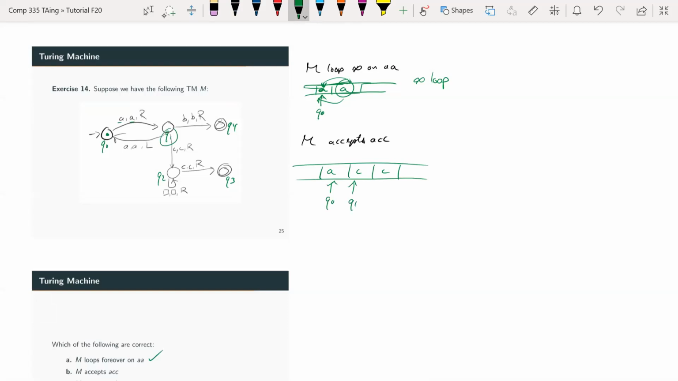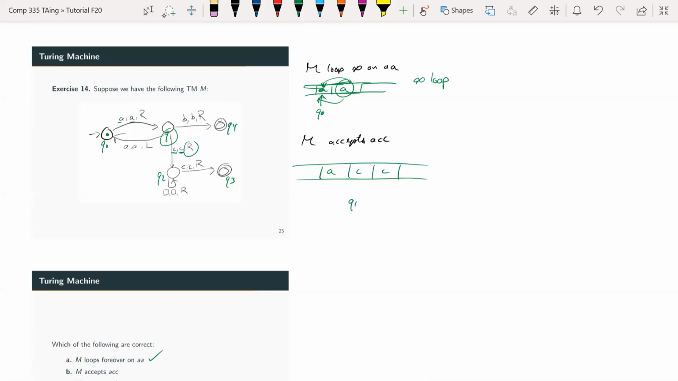So now I'm in Q1, and I'm reading a C. When I read a C, what do I do? Well, I'm going to write a C and then move my pointer to the right.